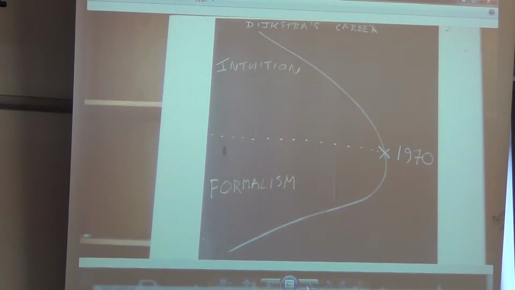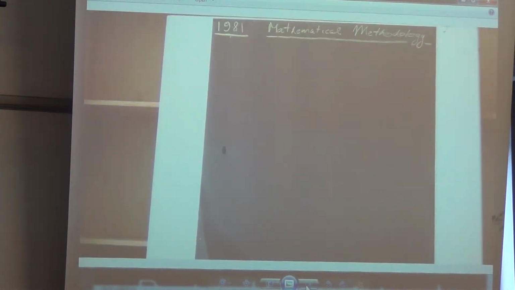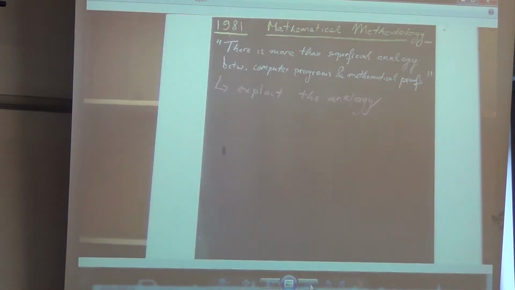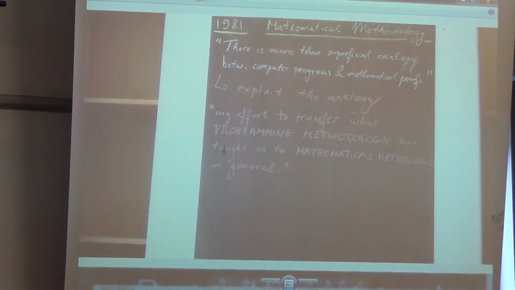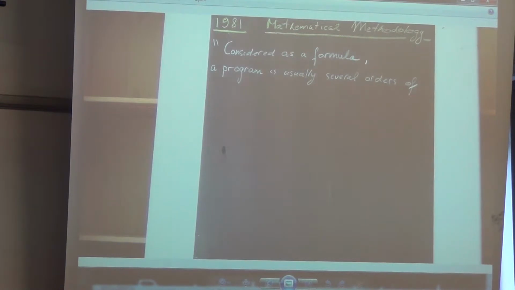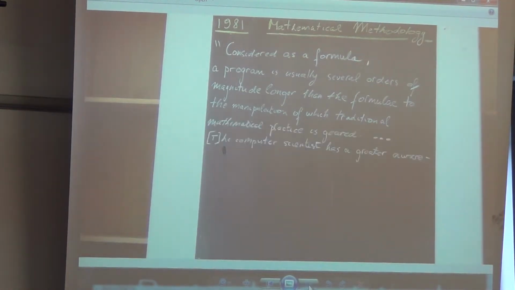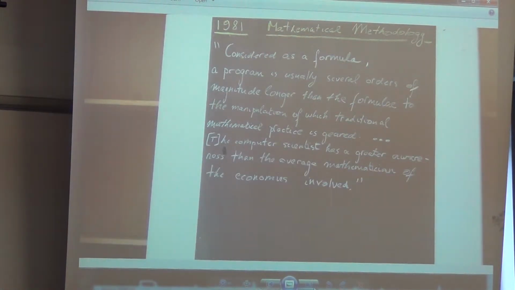That means I'm going to talk now about the lower half of this drawing. 1981, mathematical methodology. He says there is more than superficial analogy between computer programs and mathematical proofs. Let's exploit the analogy. My effort is to transfer what programming methodology has taught us to mathematical methodology in general. Considered as a formula, a program is usually several orders of magnitude longer than the formulae to the manipulation of which traditional mathematical practice is geared. The computer scientist has a greater awareness than the average mathematician of the economies involved. So he's essentially saying that he and other computer scientists have something to offer to what he calls mathematical methodology, because of the economies involved.